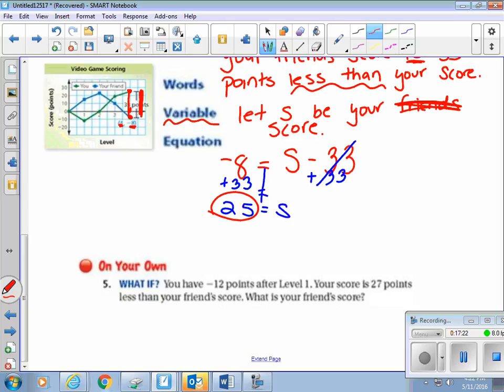All right, see if you can come up with your own equation for this problem on your own. You have -12 points after level 1. Your score is 27 points less than your friend's score. What is your friend's score? Come up with an equation first using keywords, and then solve that equation. Pause the video, and then come back and check your answer.